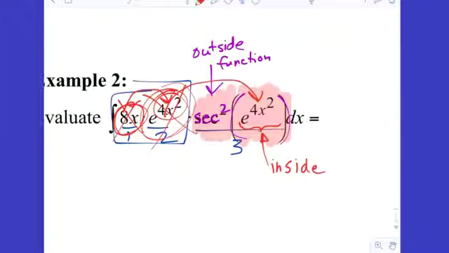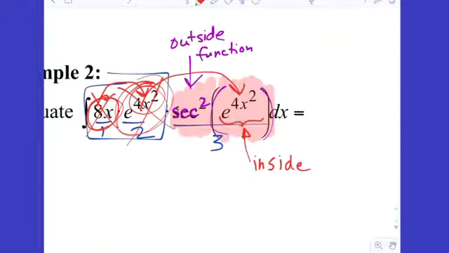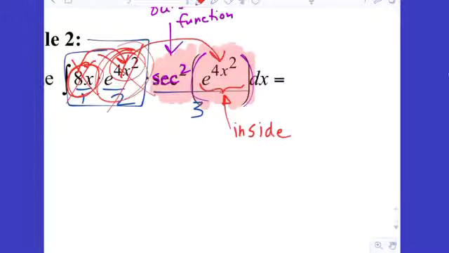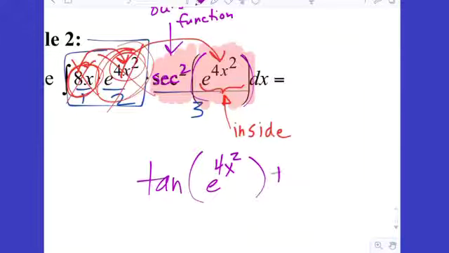So once you do that, now it's time for the actual integration process. You're going to integrate the big box. What is the antiderivative of secant squared of blob? What's the antiderivative of secant squared? Tangent of that blob. And then, of course, you put plus C.